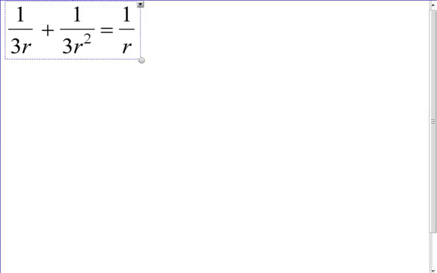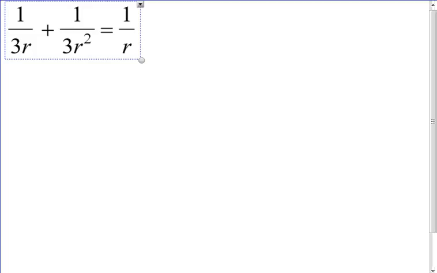Today's topic, rational equations. Now, we've been playing around with rational expressions, and now I'm going to throw an equal sign in them. Guess what? They all work just the same. So, here's my first one. Here's my rational equation. What I need to do is find my least common denominator.